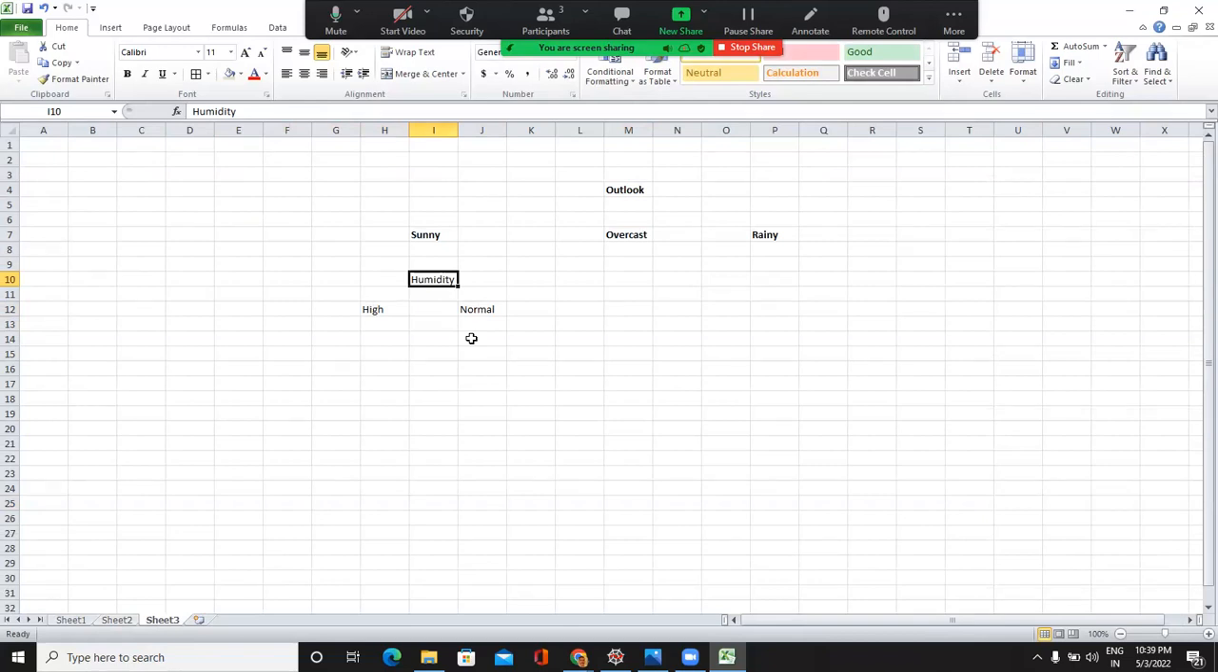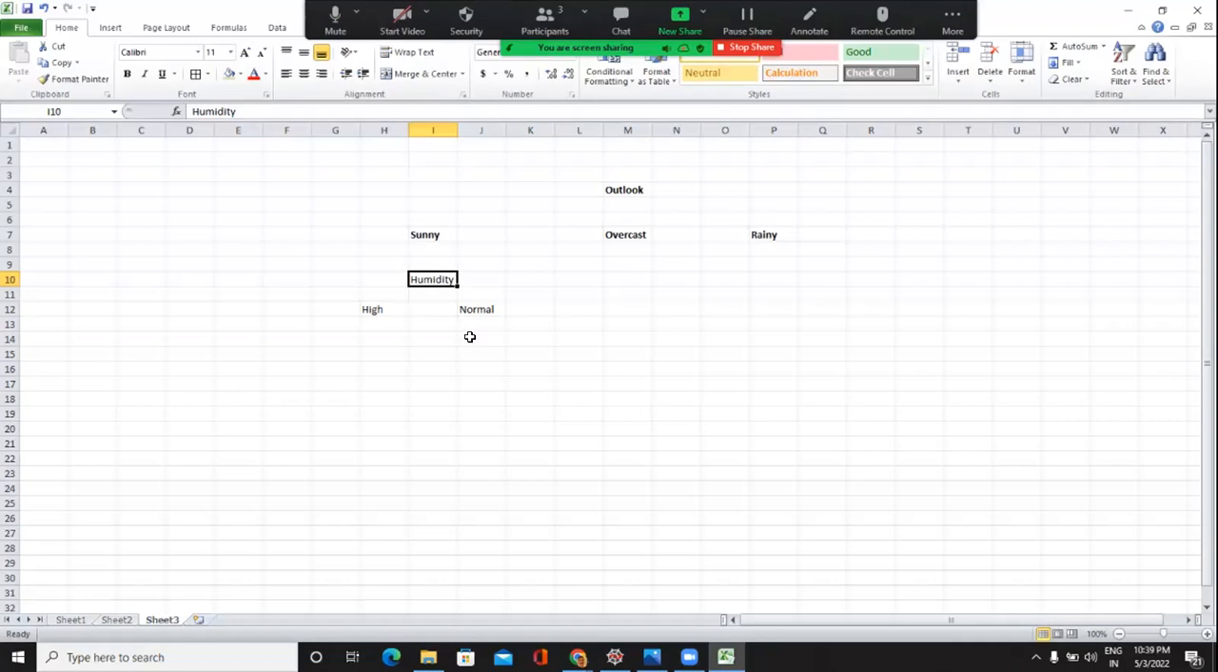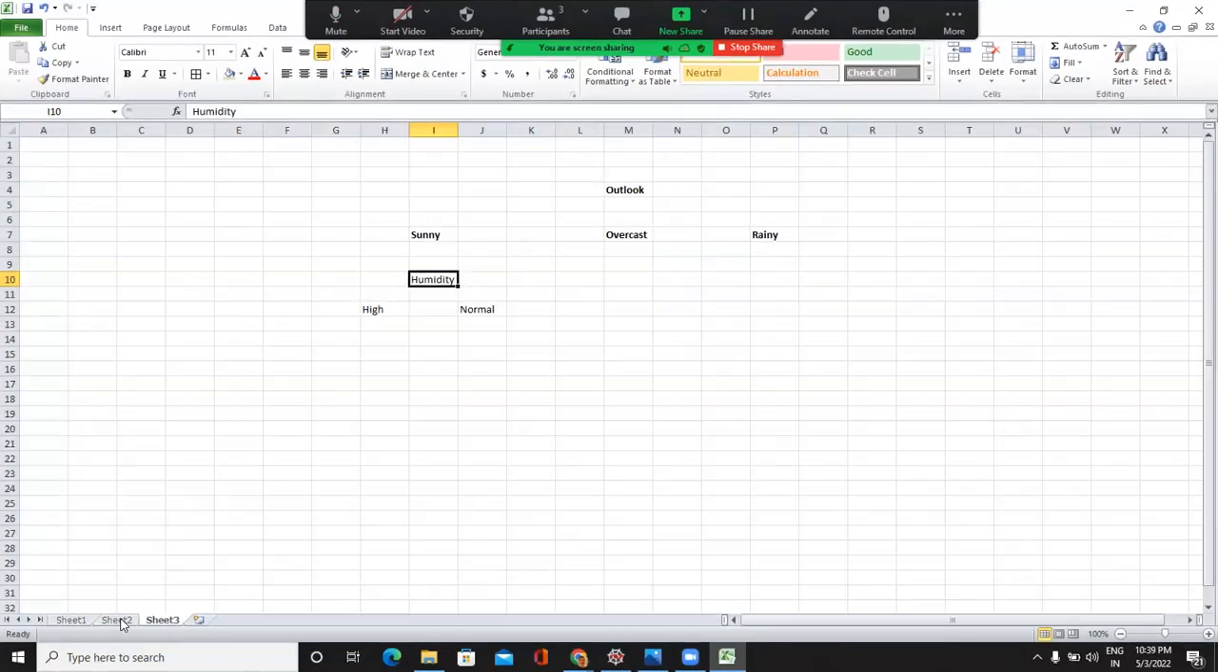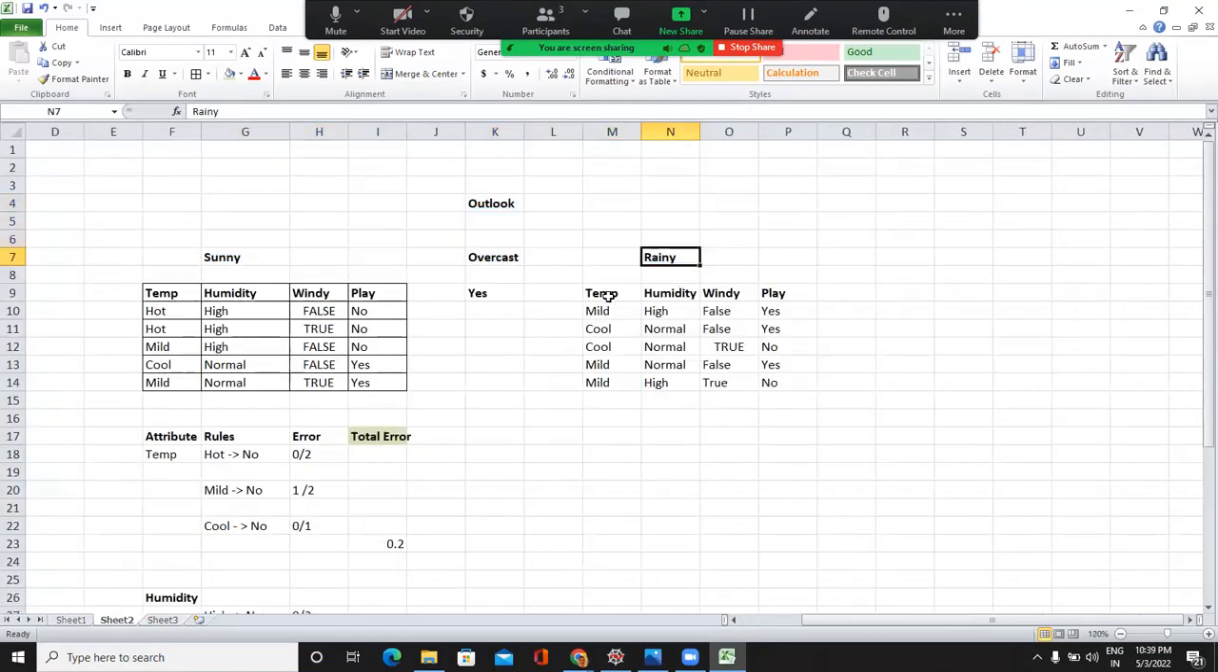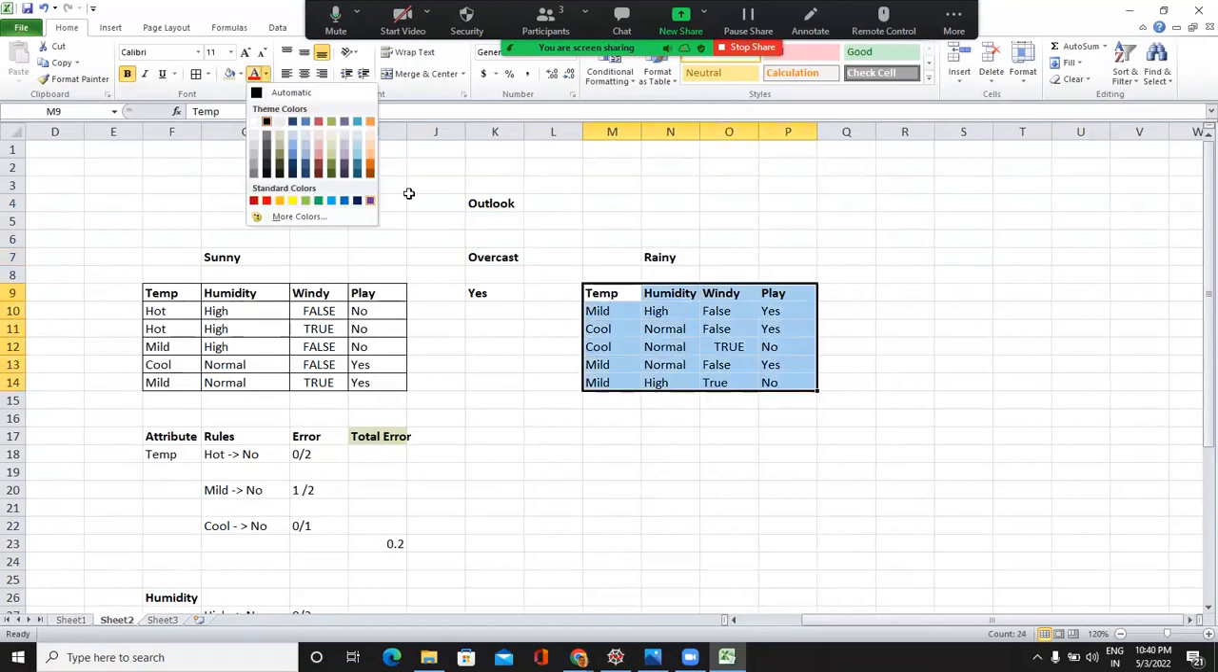Similarly, we will have to calculate a couple more tables. One table actually, only one table, for rainy. Here we had rainy. So sunny part is done. So now we can focus on rainy. You can make it of a different color if you want.